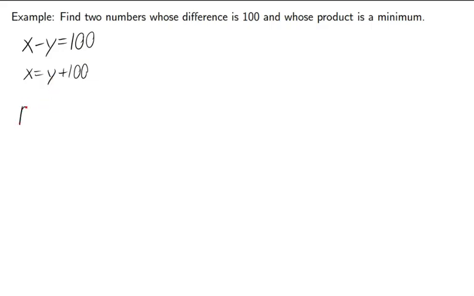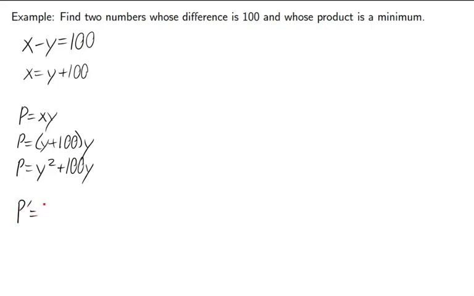So the product of the two numbers I'll call P. Well, that's just x times y. So if I plug in x being y plus 100, I see that my product is equal to y squared plus 100y. So if I pick y, I immediately find the whole product without having to even calculate x at all. The next step is take the derivative.